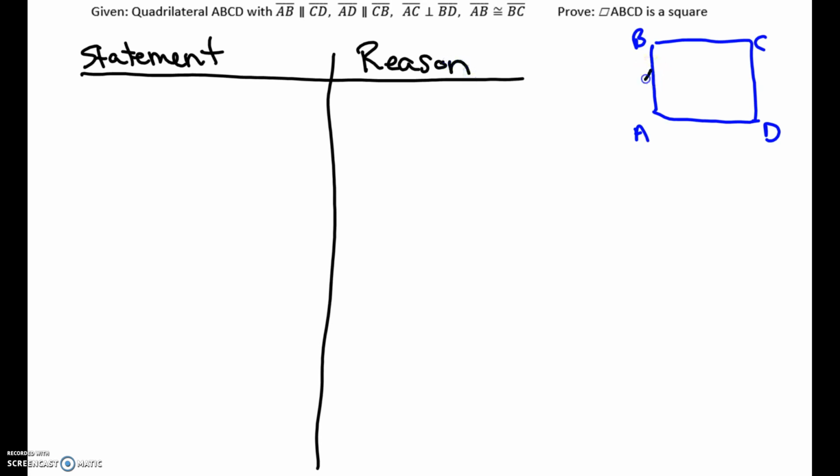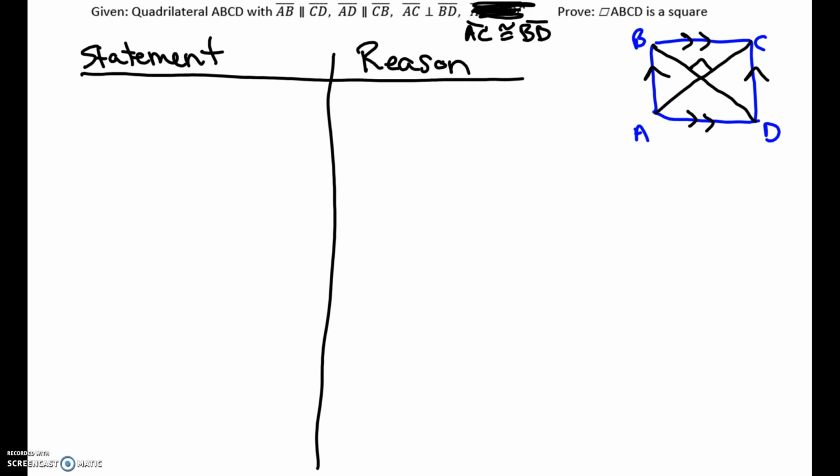Let's look at what they give me. They give me AB parallel to CD, AD parallel to CB. Well, that proves I have a parallelogram. Then they say AC, that's the diagonal, is perpendicular to BD. Well, if they're perpendicular, that makes this a rhombus. And then we actually need to make a correction to this problem, guys. Scratch this out here for me and instead write AC congruent to BD. That tells me that my diagonals are congruent. If my diagonals are congruent, then I have a rectangle. So this is my structure.